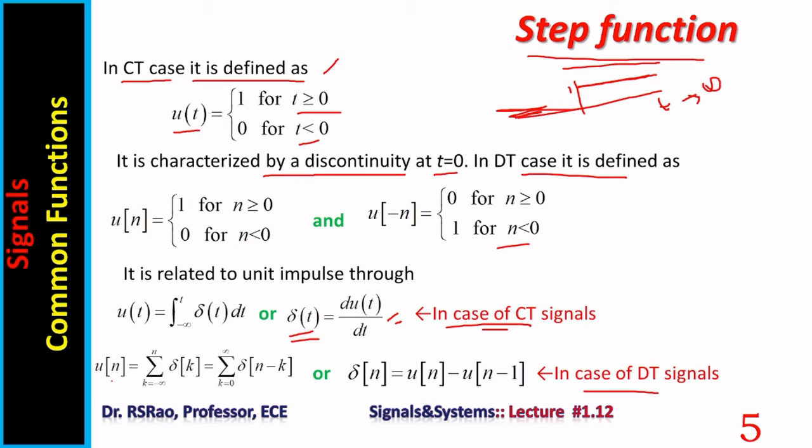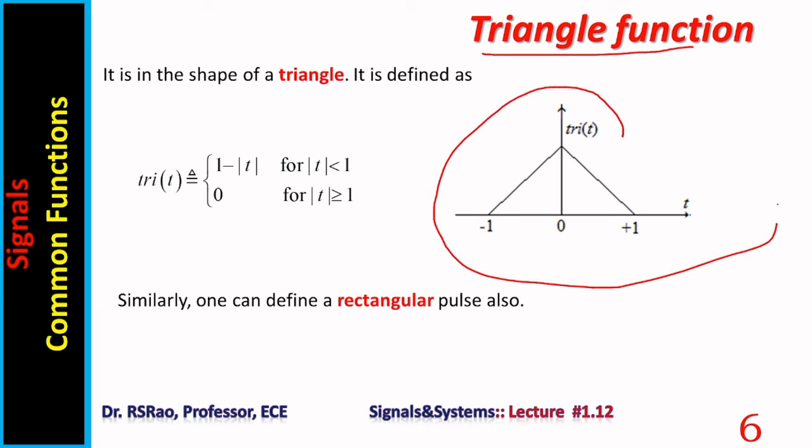In case of DT signals, u of n is sigma minus infinity to n delta of k. It is equal to sigma k 0 to infinity delta n minus k. This is step in terms of impulse. Impulse can also be expressed in terms of step as u of n minus u of n minus 1. The triangle function appears like this. Its symbol is tri. Sometimes it is also indicated by a triangle symbol or delta symbol. It is defined as tri of t is 1 minus mod t for mod t less than 1 and 0 for mod t more than or equal to 1.